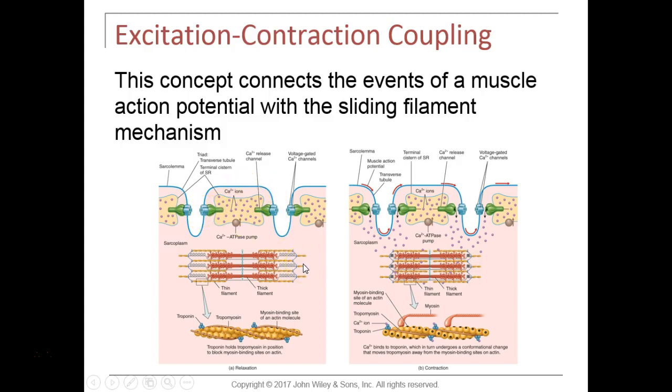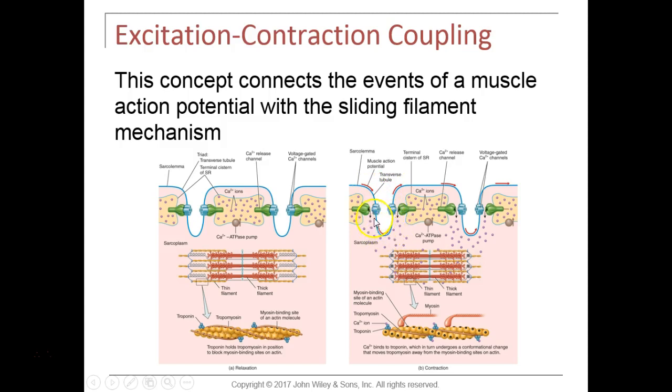In some way that we don't know yet, we're going to generate an electrical impulse that's going to propagate along the length of the sarcolemma. That's what the little red line, the arrow, represents. The electrical potential that's running along the sarcolemma is called the muscle action potential. Basically, it's an electrical signal. So it's going to propagate down the sarcolemma and enter the T-tubules.